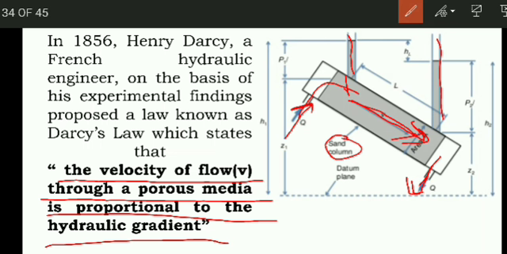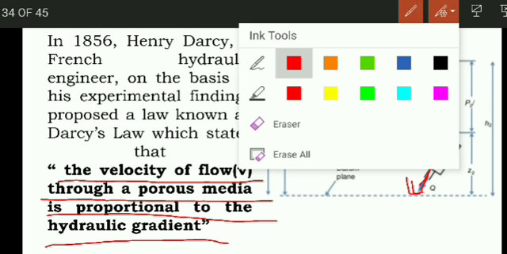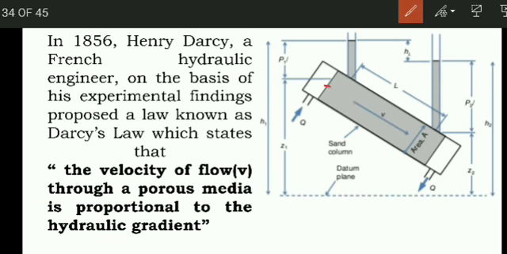So this is the experimental setup wherein we have inserted two piezometers for measuring the head of the water flowing through the porous media, that is sand. So what Darcy's statement is: the velocity of flow of the water flowing through this media, the porous media, is proportional to the hydraulic gradient. This is the hydraulic gradient, the change in the water level.